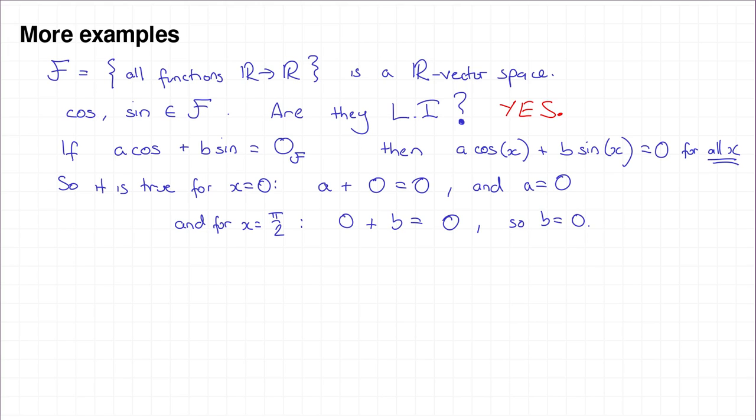Alright, well, what have we done? We took a linear combination of these elements cosine and sine of our vector space, which was equal to the 0 element of our vector space, and we've proved that the coefficients in that linear combination, the a and the b, actually had to be equal to 0. So we've proved that these vectors, these elements of this vector space, are linearly independent.